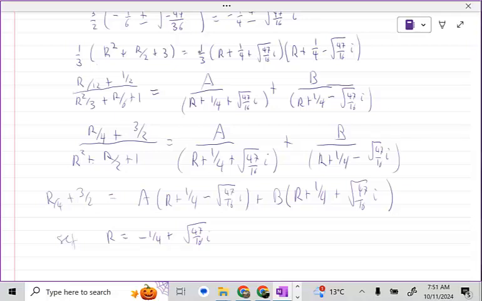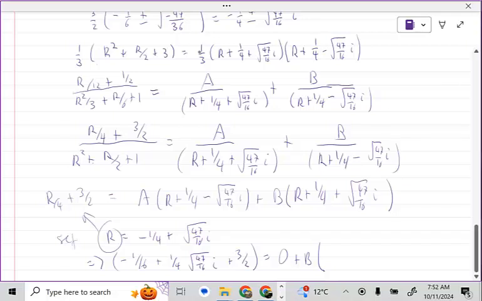So if I set r equal to this value and then evaluate that on both sides, I will get b directly. Okay, so that's going to give me minus 1/16. I'm just plugging in this value of r into this expression here. Minus 1/16 plus 1/4 the square root of 47/16 i, plus 3/2, is equal to, now this term is 0, and then I get plus b times r, which is the minus 1/4 plus square root of 47/16 i. And you can notice that the minus 1/4 is going to cancel the plus 1/4, and I just get two factors of this.